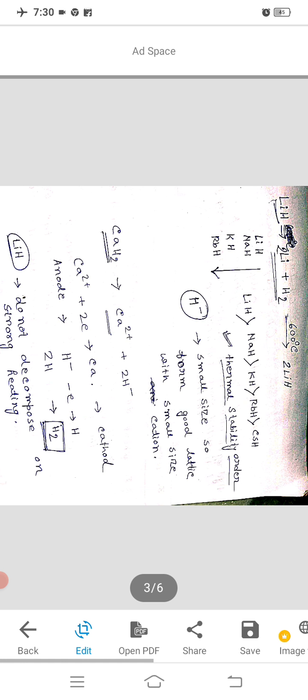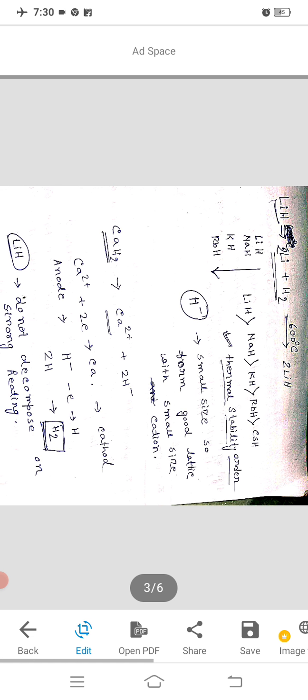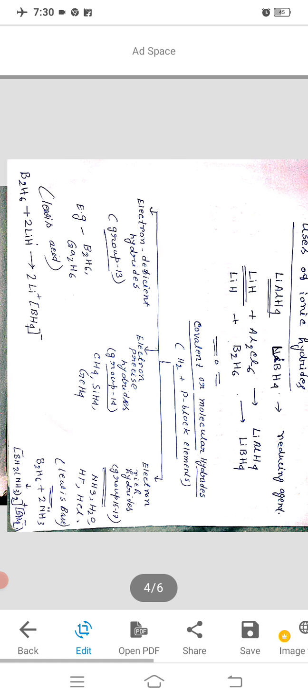Now you must remember that lithium hydride does not decompose on strong heating, as the H minus ion is very small in size and lithium is also small in size. They have extremely good packing, and lithium hydride is highly thermally stable, so it does not decompose on strong heating. Otherwise, except lithium hydride, they burn in air on strong heating due to their decomposition into hydrogen, which is inflammable.